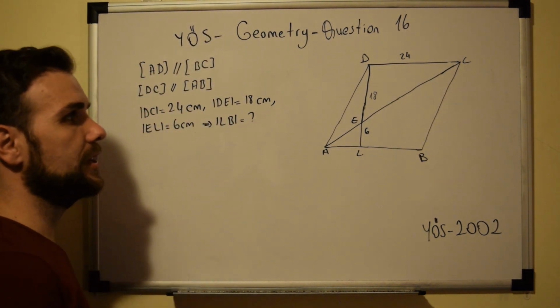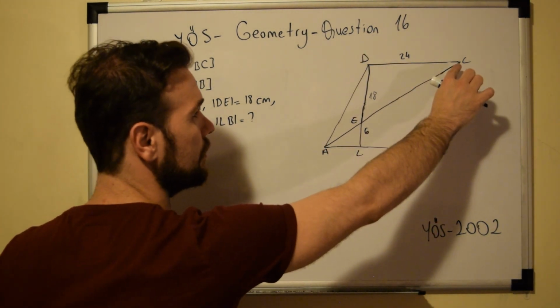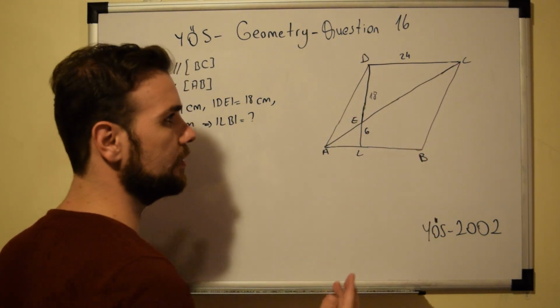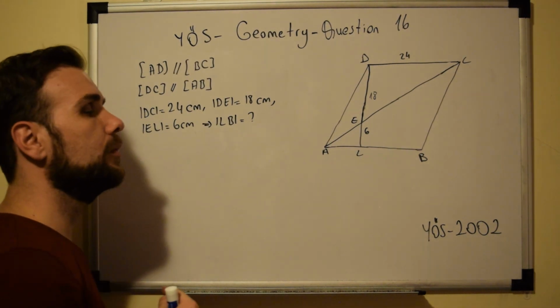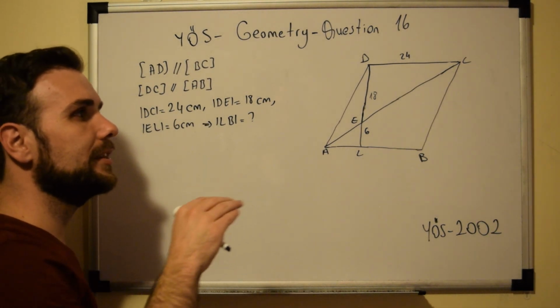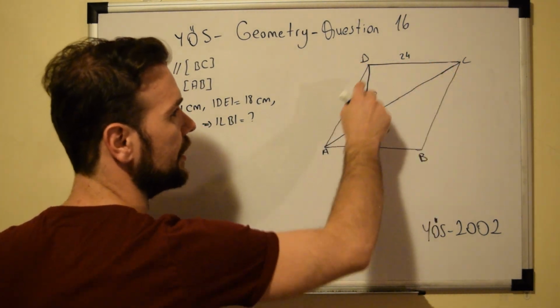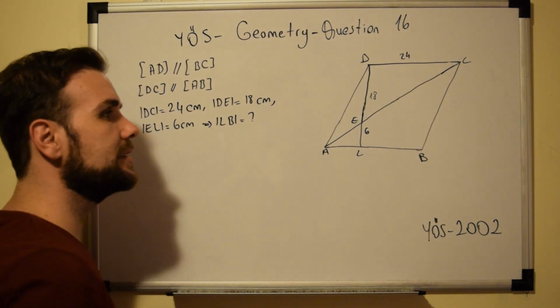What do we know first here? We know that this side is parallel to this side, and this side is parallel to this side. So we are dealing with a parallelogram. As you can see, when we are dealing with parallel lines, and we have the Z letter created by these two parallel lines, what do we know?